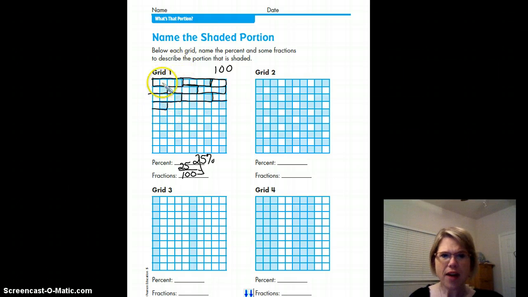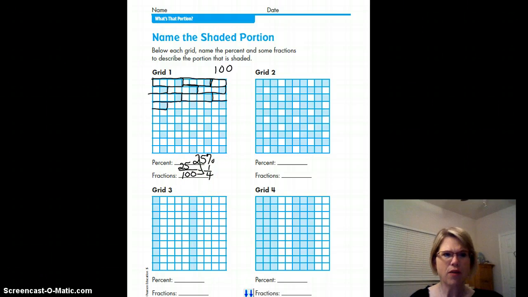Okay, so out of this box of 4, do you notice 1 is shaded? Out of this box of 4, 1 is shaded, and so on. I could continue that pattern. So do you agree that another equivalent fraction for 25 out of 100 is 1/4?